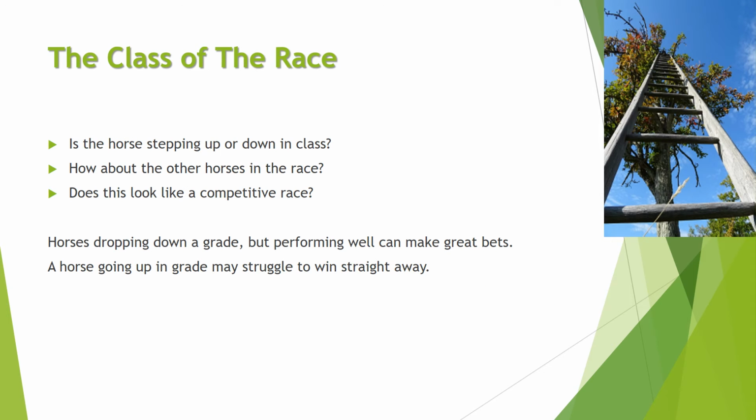The class of the race. Is the horse stepping up or down in class? How about the other horses in the race? Does this look like a competitive race? Are they all regular performers in that particular class? Have some gone up a grade? Have some come down? Horses dropping down a grade but performing well, consistently, maybe fourth, third in the class above, they can make great bets.